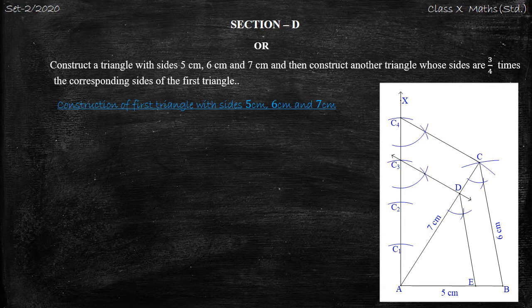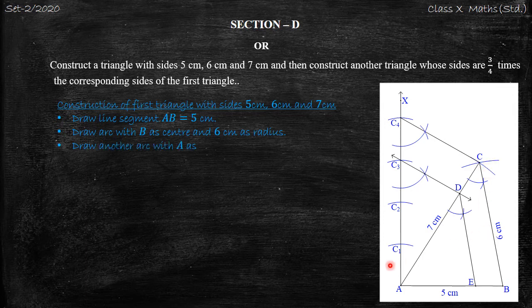Okay, how to construct? First, construct the triangle with sides given. Here first draw AB with 5 centimeter. Then draw an arc with B as center and 6 centimeter radius. Similarly, with A as center and 7 centimeter radius, mark another arc intersecting the first arc at C. Now join AC and BC. So ABC is the required triangle with sides given.